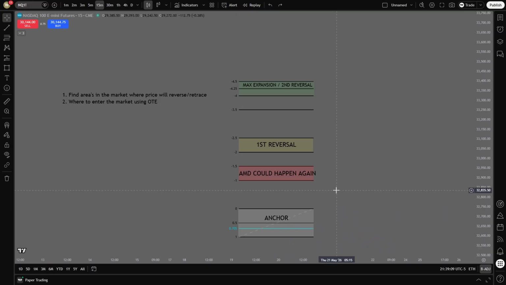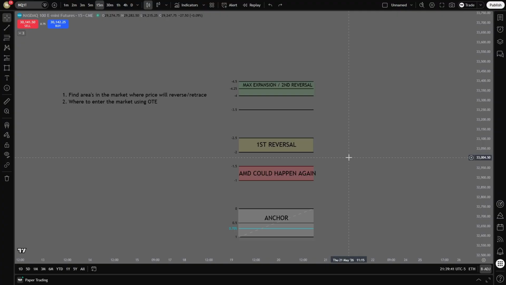Coming up to this red zone, I've marked it in red for a reason because we could possibly reaccumulate or redistribute. This is not where we're going to get a reversal according to standard deviation. So I want you guys to be careful of this level. Coming up to this yellow zone, I marked it in yellow because we can get a reversal from it. Sometimes it's the first reversal and then we come back lower or higher, or sometimes we only get this one reversal and then we continue in the opposite direction.